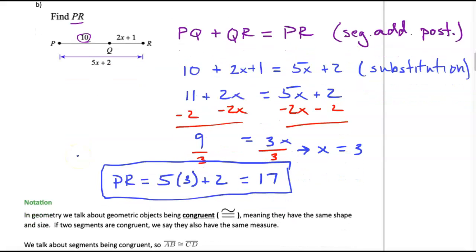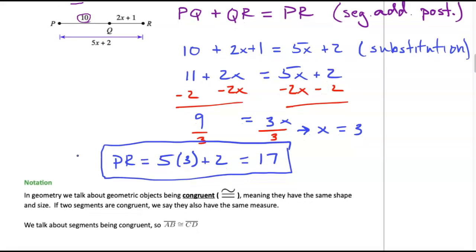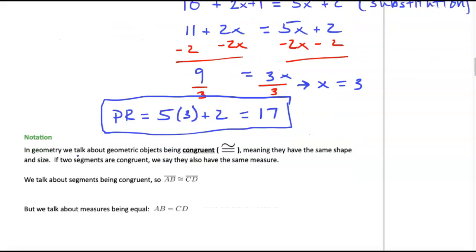Now, just some notation comments here. We talk about geometric objects being congruent, right? Shapes are congruent, meaning that they have the same shape and size, and the congruent symbol is this equal sign with the little squiggly line on top. That means congruent. If two segments are congruent, we also say they have the same measure, okay?